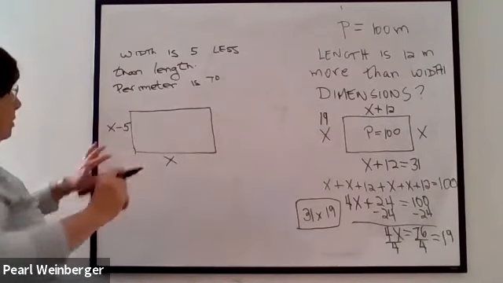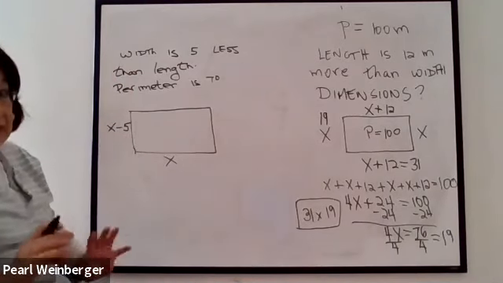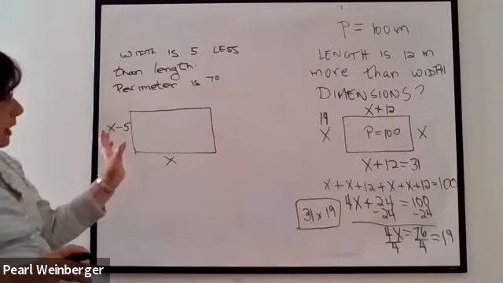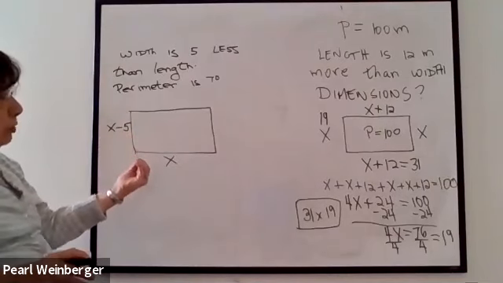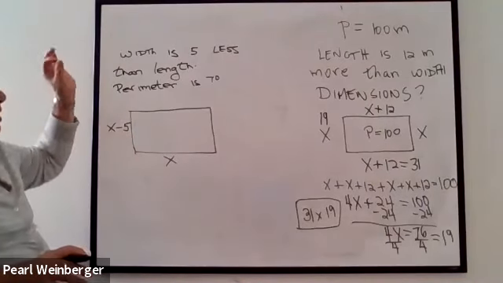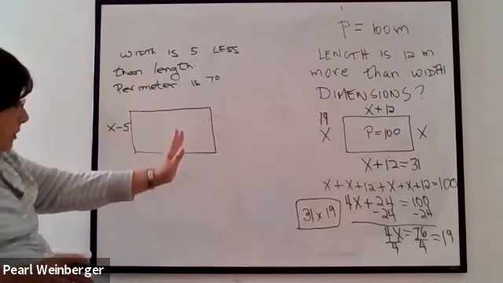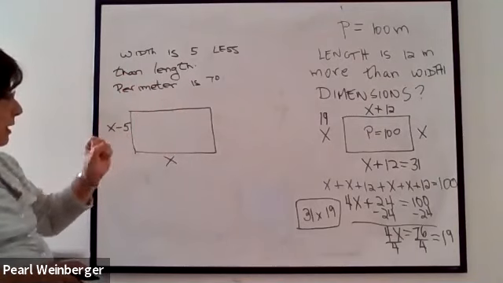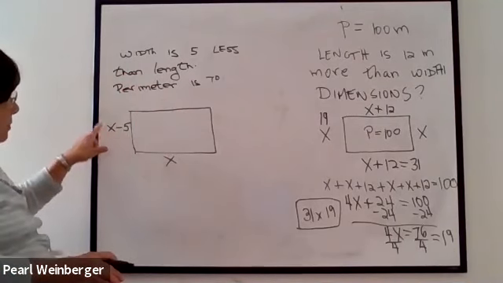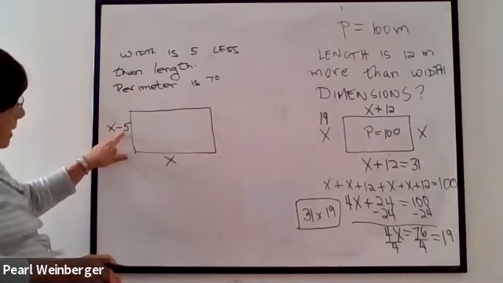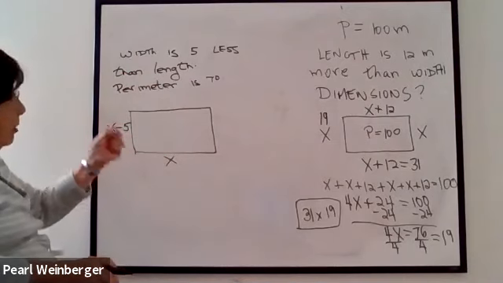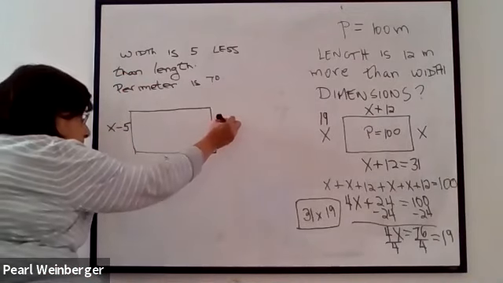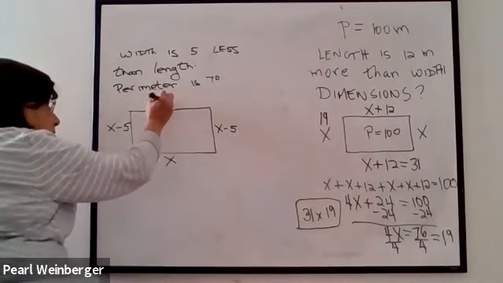Once you get this part right, the rest is really easy. Expressing your two sides, always one's going to be x and the other one's going to be in terms of the x. Don't forget again, if it's more, you put the number at the end and add it. If it's less, you subtract that number at the end. Just like here, 5 less is x minus 5. We're taking away the 5 from the x. And of course, this is also x minus 5, and this is also x.